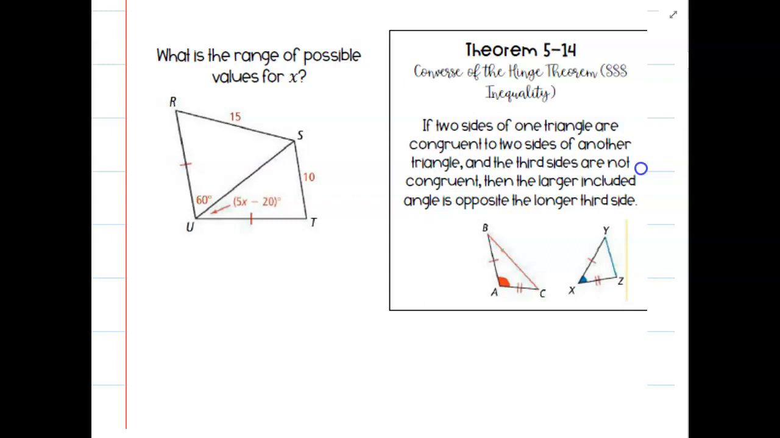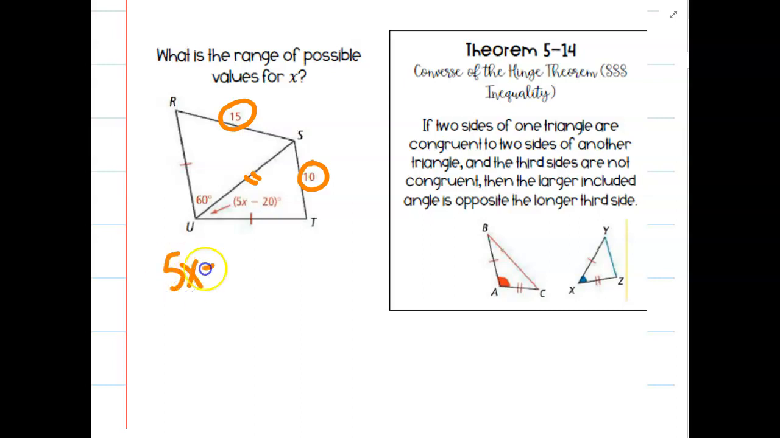What I have here are two triangles. I have two congruent sides, so RU is congruent to TU, and I actually have a second congruent side. Remember the reflexive property? SU is congruent to SU. And notice they give me the included angle on both of those. Now, what I'm looking at is the opposite side. The side opposite the included angle here is 15. The side opposite the included angle here is 10. So what I'm looking for is x.